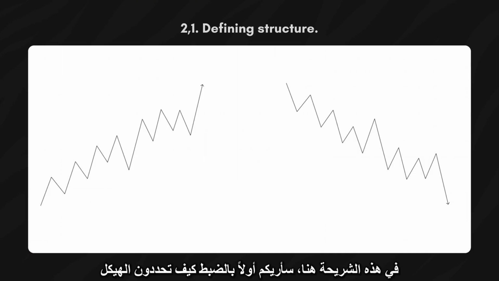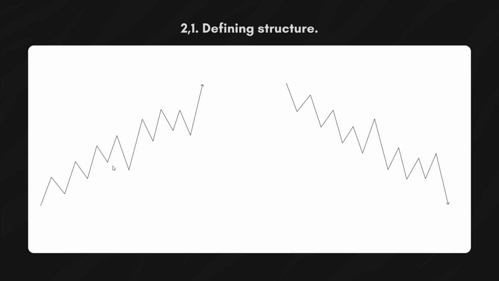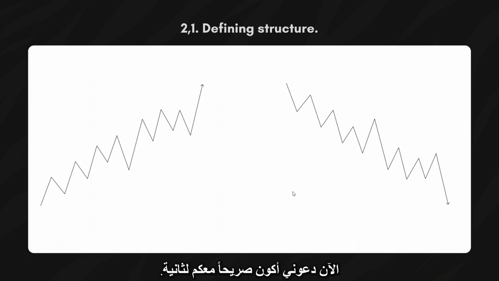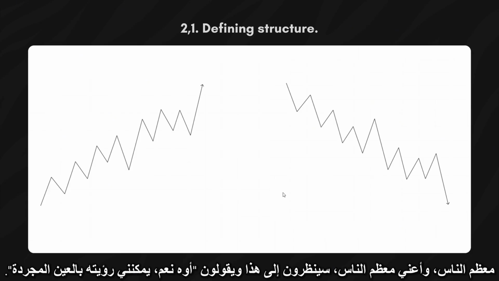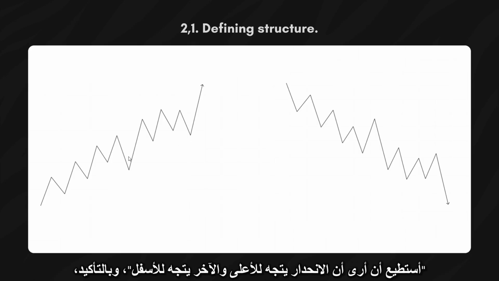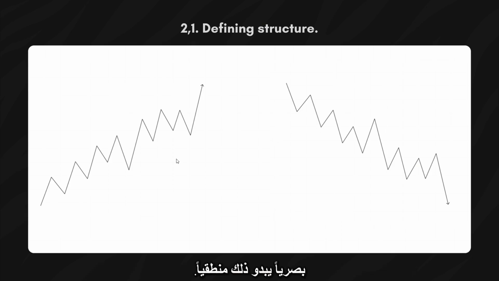In this slide, I'm first of all going to show you exactly how to define structure in a proper manner. What you are looking at right here are just two basic examples. They are pretty obvious. We've got an uptrend and a downtrend. Now, let me be real with you for a second. Most people will look at this and go, oh yeah, I can just eyeball it. I can see the slope. It is going up and that one is going down. And sure, visually, it does make sense.